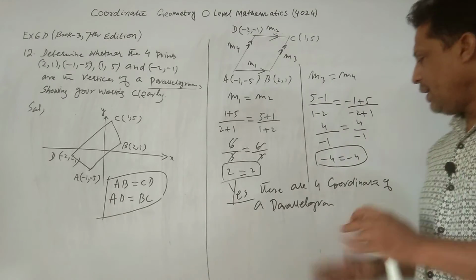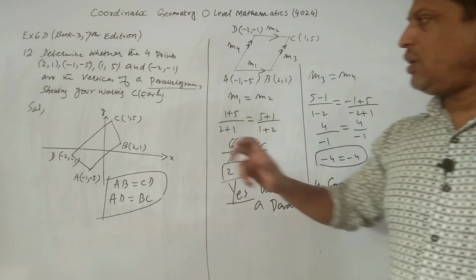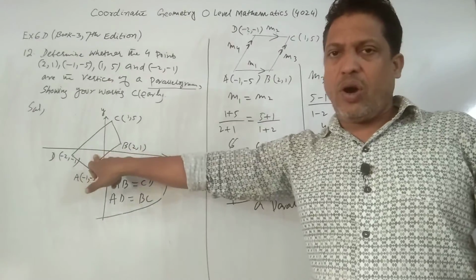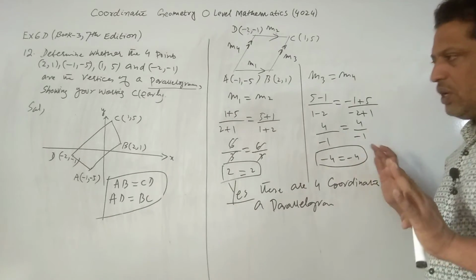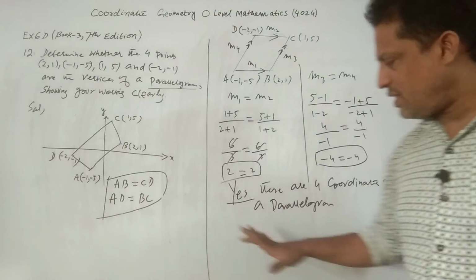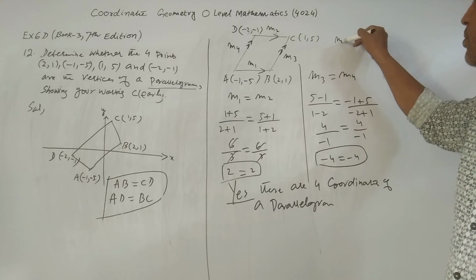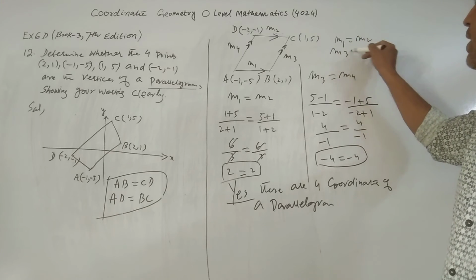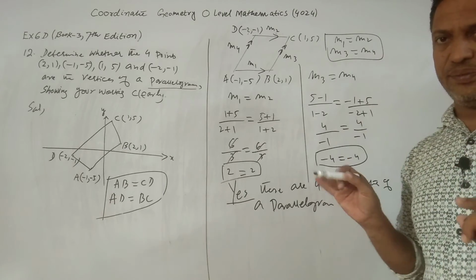Now, this is our answer, but why did we draw this diagram on the scale? There is a reason. First you must keep in your mind that this is our final answer, because we have proved that m1 is equal to m2 and m3 is equal to m4.